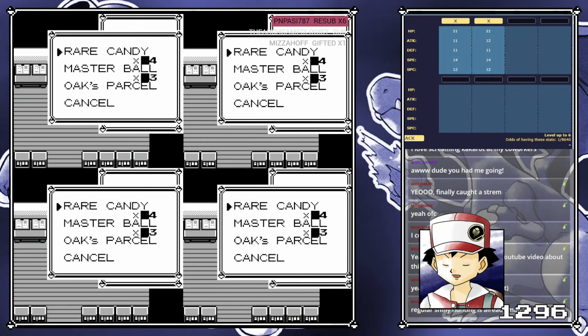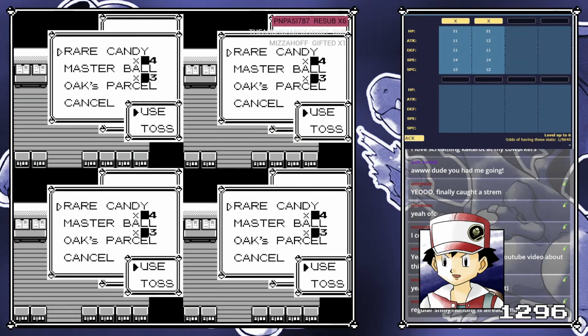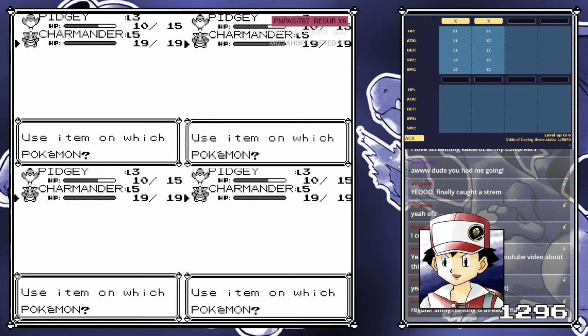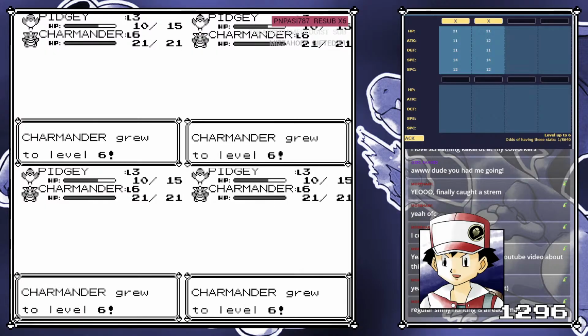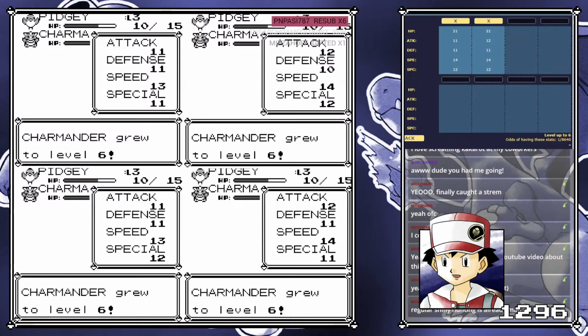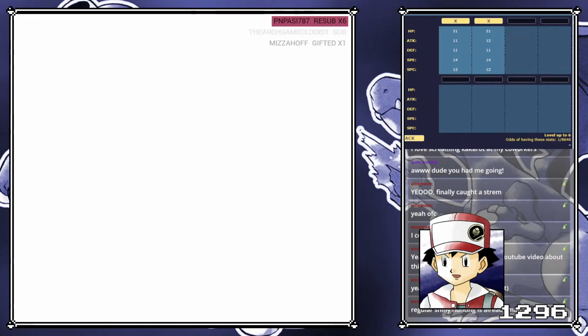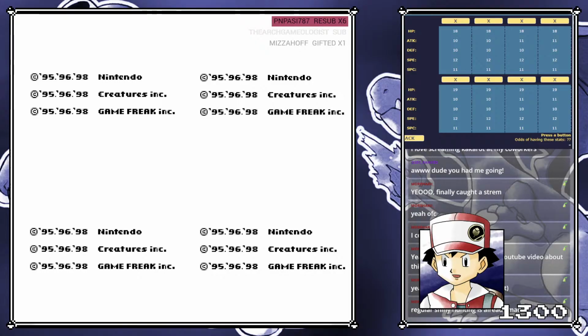Baloney, heckin' baloney. All right, so we got a rare candy. The stats did line up, so we are giving. It's bottom left screen, because I don't feel like pausing the other three. Checking that guy. 21 HP, 11, 11, 13, 12. So that's a no-go. Go back to the beginning.